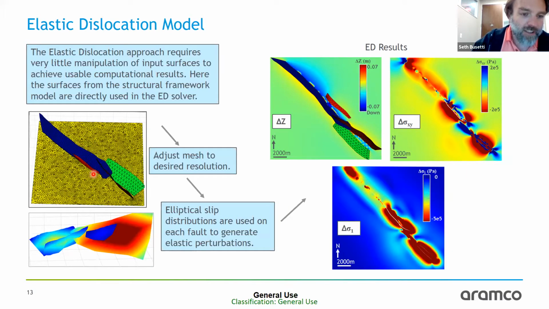So we take this right from the structural framework, we can go right into the elastic dislocation model. All we need to do is adjust the mesh to the desired resolution, put the elliptical slip distributions on, and now we're able to do the ED results. And so this is really just honing in on kind of the A-B of the finite element and the ED model. Here's the ED model where we're looking at a depth slice.